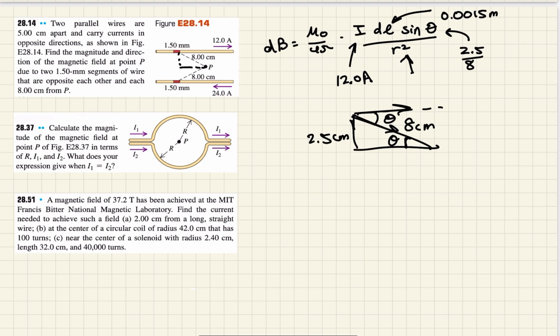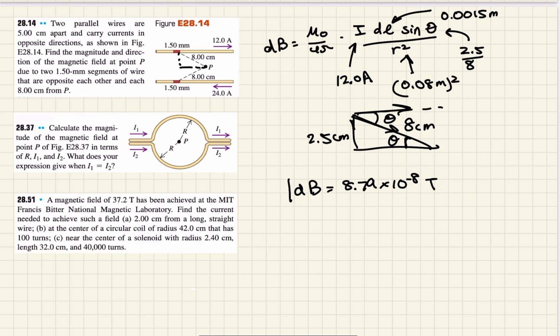And then radius is the physical distance, so that's going to be 8 centimeters or 0.08 meters, and you have to square that, obviously. Mu naught we know is 4 pi times 10 to the negative 7, so the 4 pi's cancel, it's just times 10 to the negative 7. Once you plug in all those values, you're going to get 8.79 times 10 to the power of negative 8 Teslas, because that's the unit.